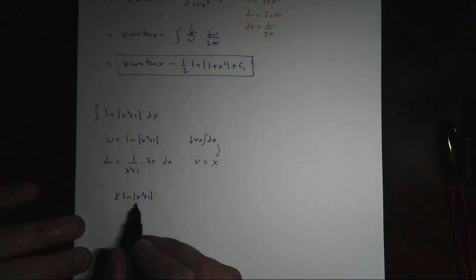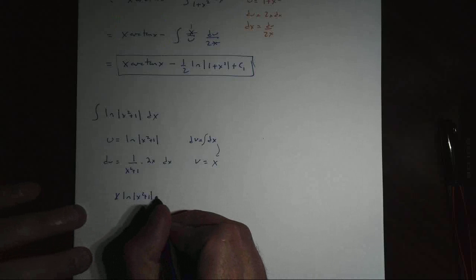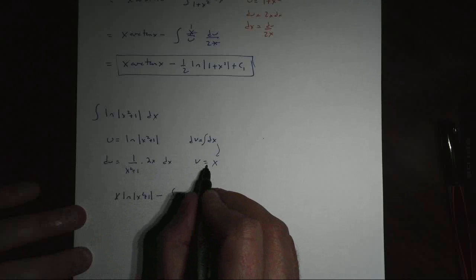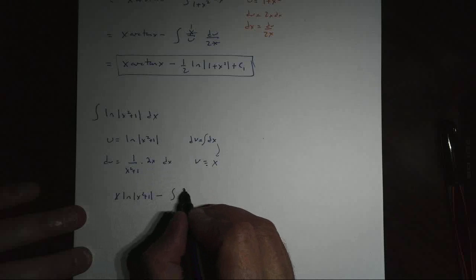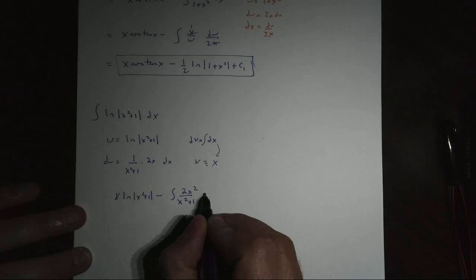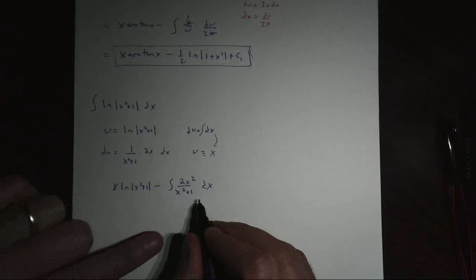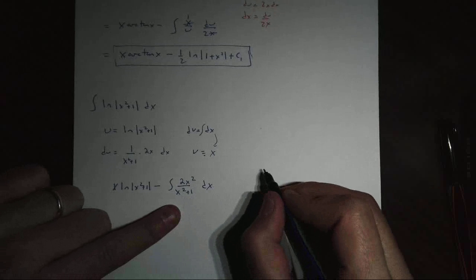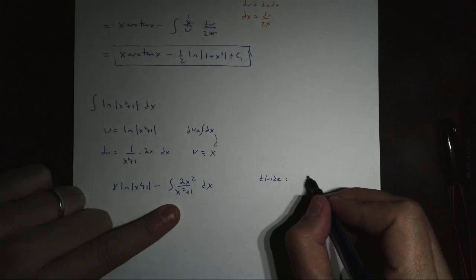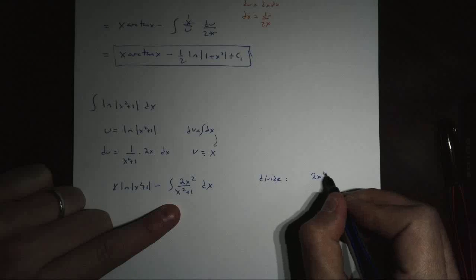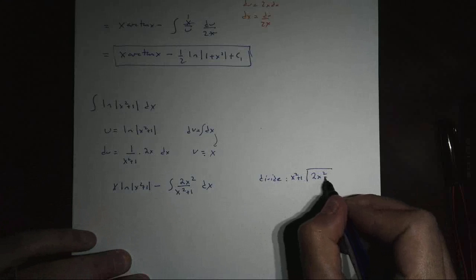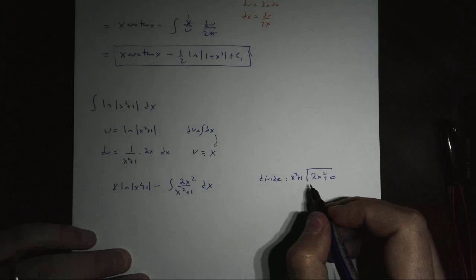So we get this x natural log of x squared plus 1 minus the antiderivative of v du. And if I simplify that, I just get 2x squared over x squared plus 1 dx. This is really tough to do. We have to divide here. We haven't done this in a while. So I'm going to take this 2x squared and divide it by x squared plus 1. I'm going to put a plus 0 here for a placeholder.